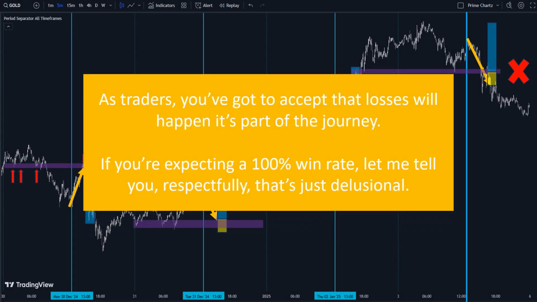As traders, you've got to accept that losses will happen, it's part of the journey. If you're expecting a 100% win rate, let me tell you, respectfully, that's just delusional. On that note, I hope you found this breakdown valuable. Stick to the rules, trust the process, and keep learning.